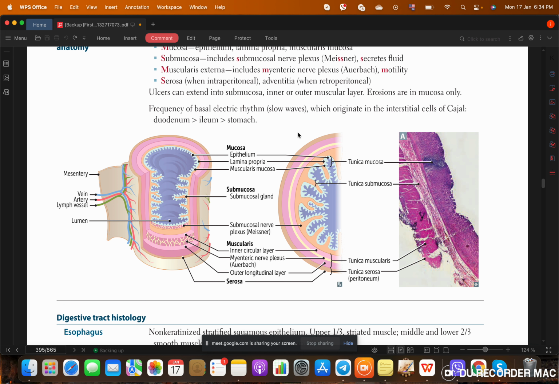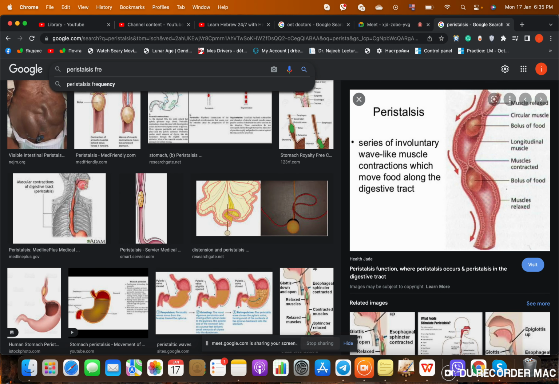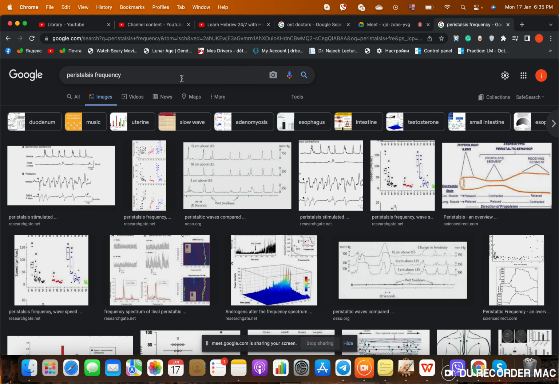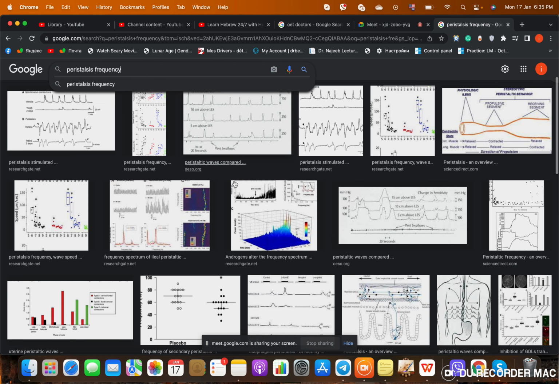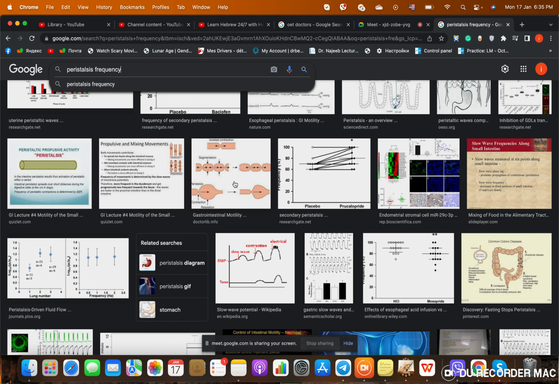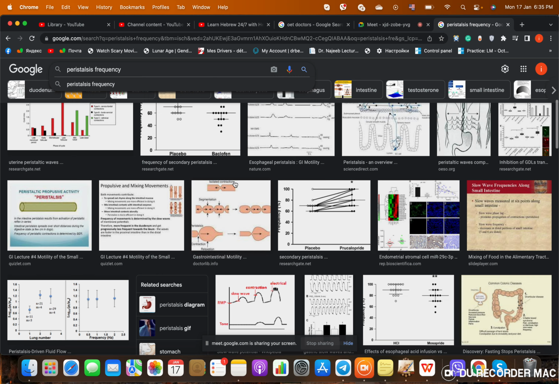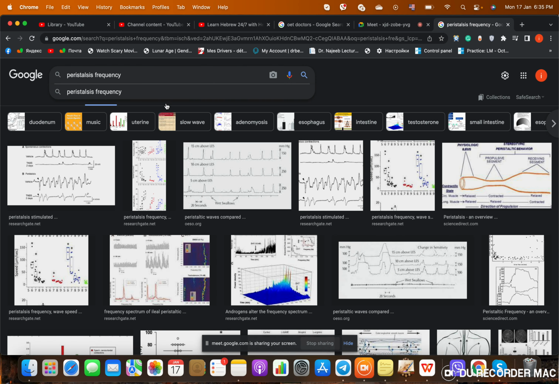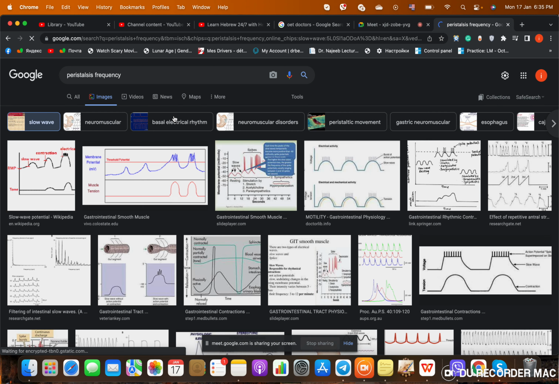So the next point is about the frequency of basal electrical rhythm, the slow waves, which originate in the interstitial cells of Cajal. Let me explain about this. There is something called peristalsis frequency, and how fast it goes from one organ to another organ. You should know that the speed of the duodenum is totally different from the speed of the stomach, which is totally different from the speed of the rest of the GIT. Now comes the question, should I know the speed for each organ? The answer is no. You should not.